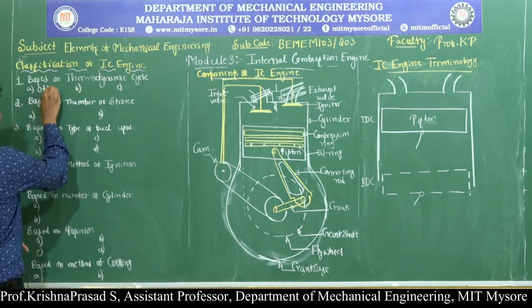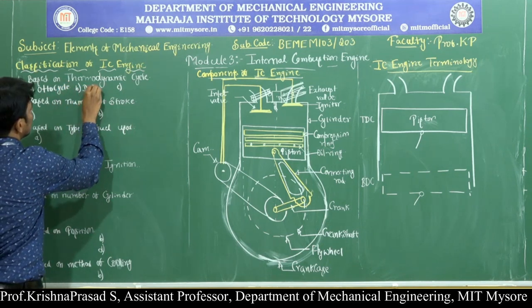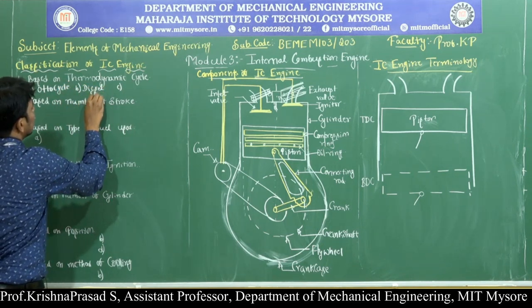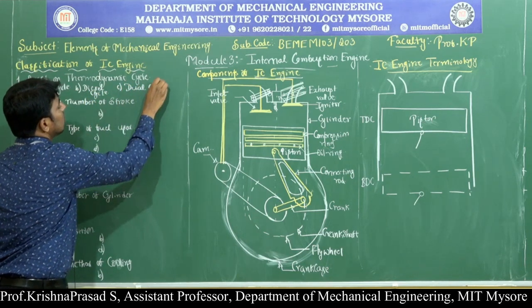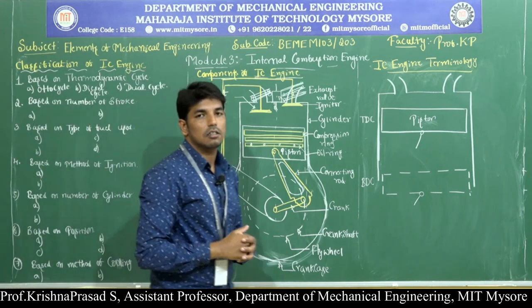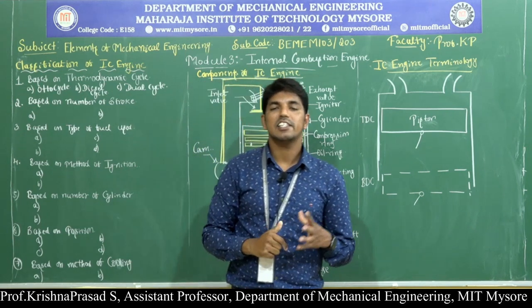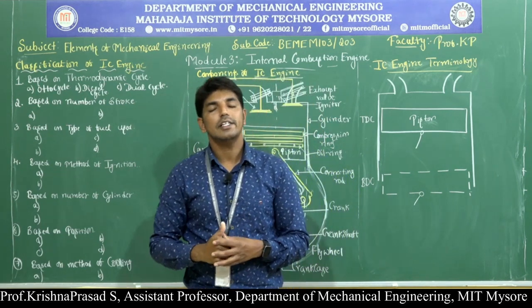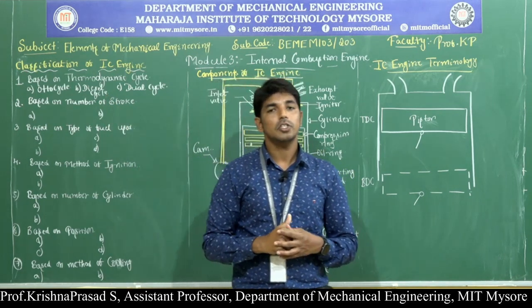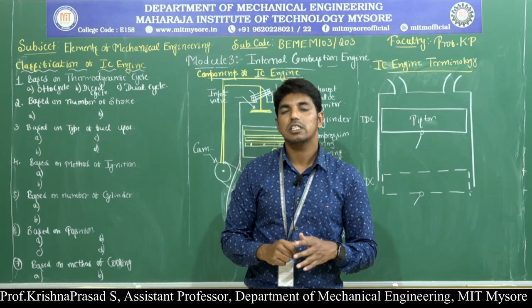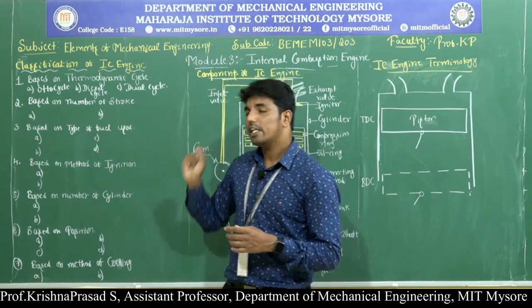The first is called the Otto cycle, the second is called the diesel cycle, and the third is called the dual cycle. Okay, so what is meant by the Otto cycle? In the case of the Otto cycle, the combustion of fuel takes place at constant volume, then it is called the Otto cycle. Second one is called the diesel cycle. If the combustion of the fuel takes place inside the engine cylinder at constant pressure, then it is called the diesel cycle. Similarly, the dual cycle.